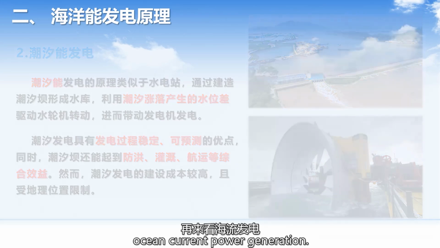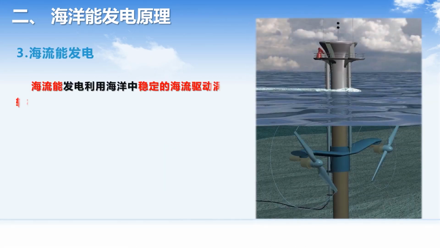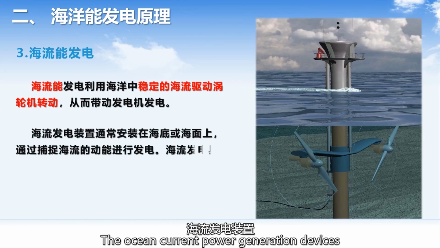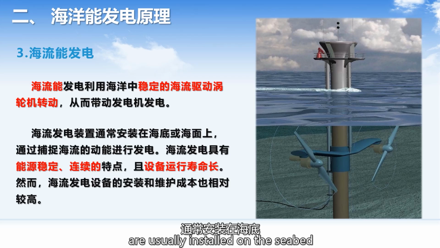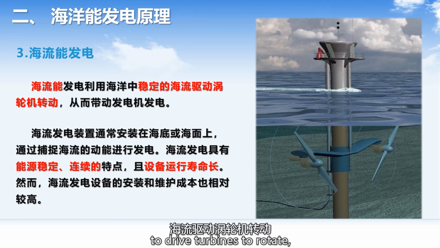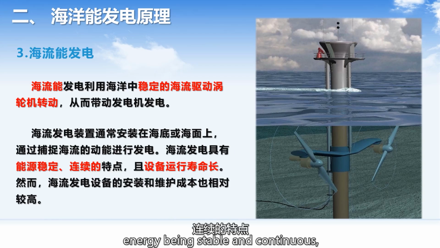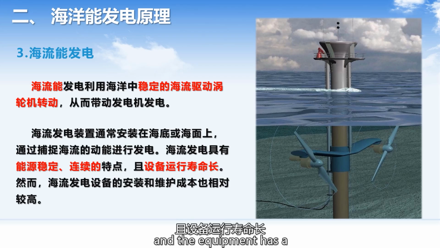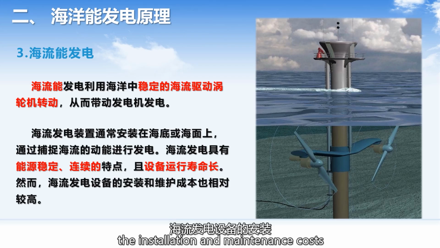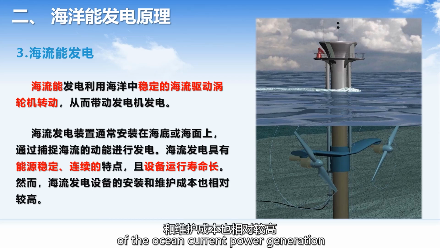Let's take another look at ocean current power generation. Ocean current power generation devices are usually installed on the seabed or the sea surface, using the most stable ocean current to drive a turbine to rotate, thereby driving the generator to produce electricity. Ocean current power generation has the characteristics of stable and continuous energy, and the equipment has a long operating life. However, the installation and maintenance costs of ocean current power generation equipment are relatively high.